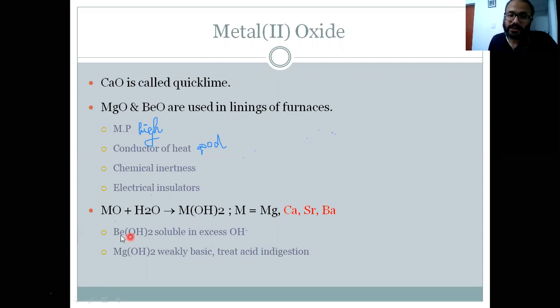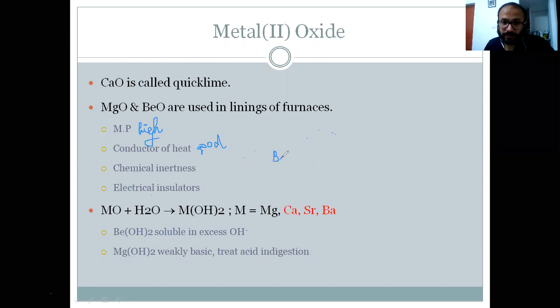Now, when we talk about beryllium hydroxides, they are very less basic. However, they are more amphoteric in nature. Amphoteric means they react with both acids and bases. So here I have written down a point that beryllium hydroxide is soluble in excess hydroxide. Why beryllium hydroxide is soluble in excess OH is because it forms a beryllate complex.